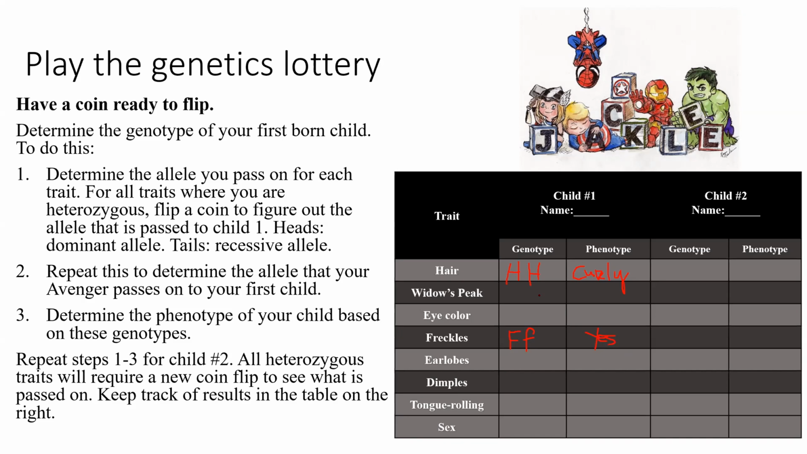And then you will just complete this all for your first child, and then you do the same thing for your second child. And for sex, since I am a female, I can only donate the X chromosome. Since he is a male, he can either donate an X or a Y chromosome, so you would decide heads is X, tails is Y. So if you flip a coin and you get tails, then that means he's going to donate the Y chromosome. And essentially, this is what you would do for both children.